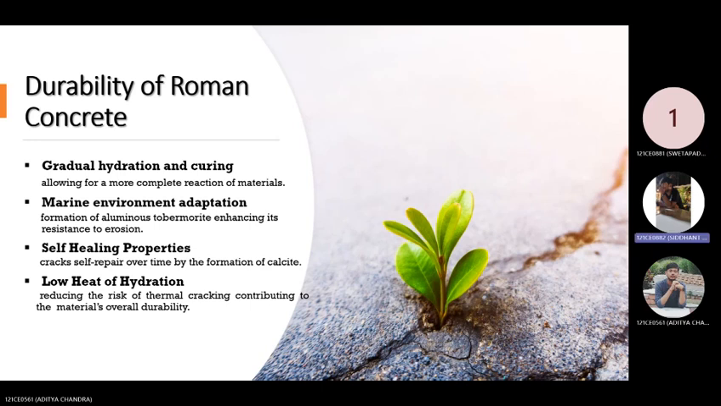Coming to the fourth property, the low heat of hydration. As we all know, during the setting of concrete, it produces heat, as the reaction is exothermic. So during the setting of Roman concrete while making the architectures, there is a low heat of hydration, which reduces the risk of thermal cracking, which contributes to the overall material's durability.